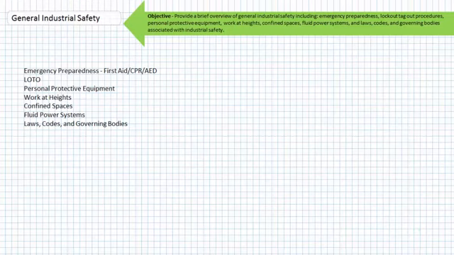In conclusion, this lecture provided a brief overview of general industrial safety. We discussed emergency preparedness, first aid, CPR, AED training, lockout and tagout procedures, personal protective equipment, as well as special case industrial safety scenarios like work at heights, confined spaces, and fluid power systems. Finally, we discussed laws, codes, and governing bodies associated with industrial safety. Remember to review these concepts as often as you need to really drive it home. Imagine how well lab will go if you know what you're doing.